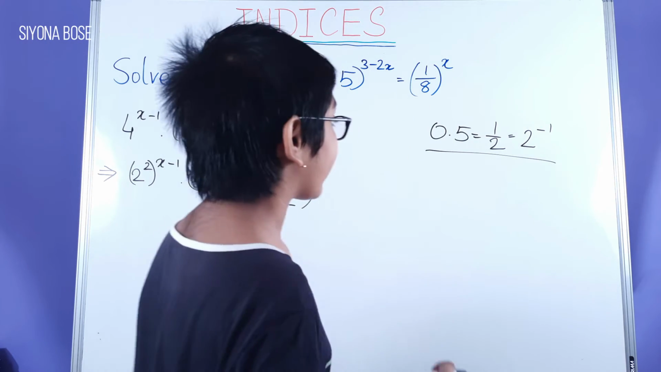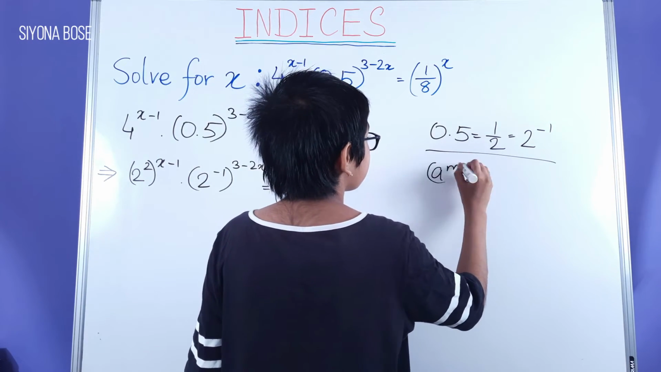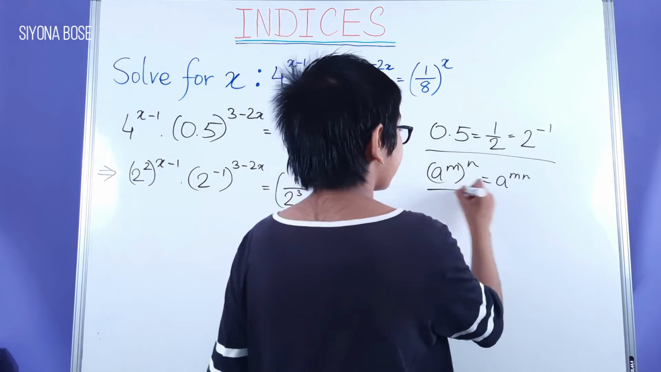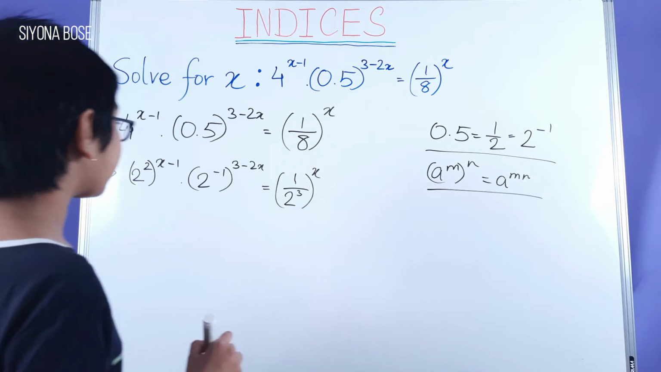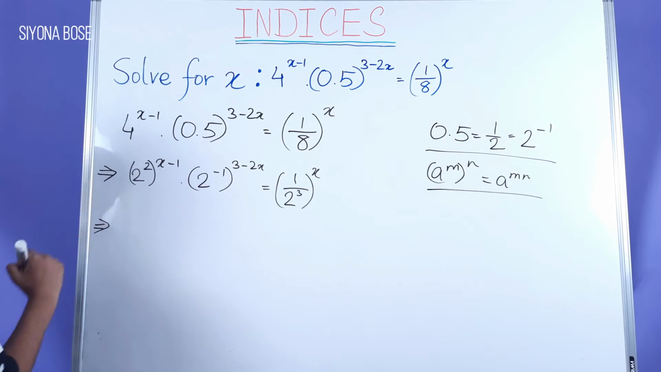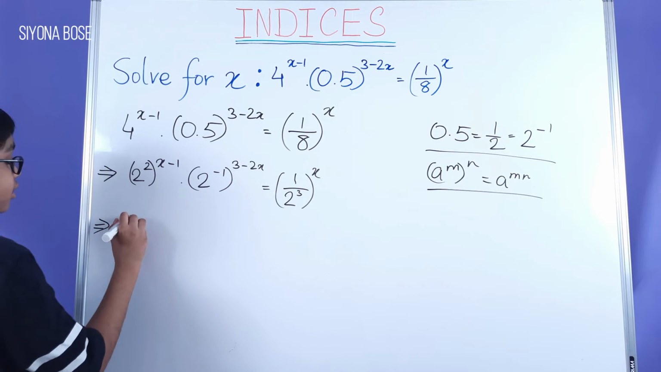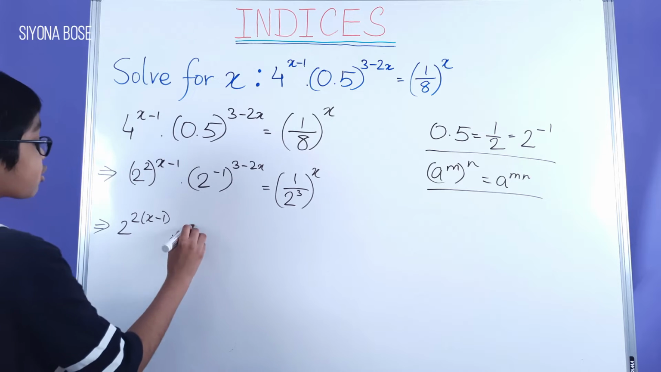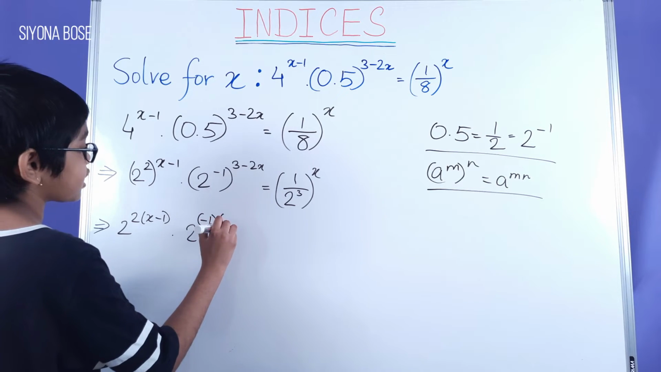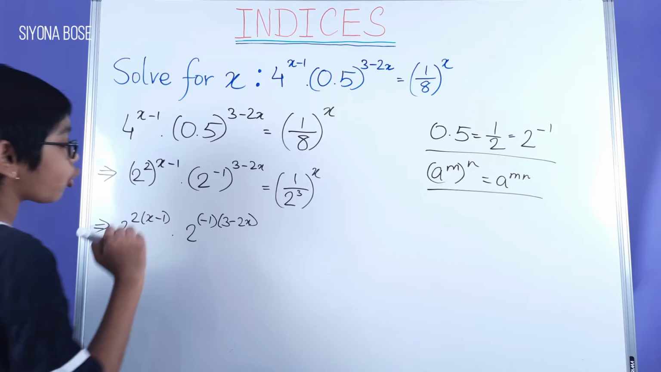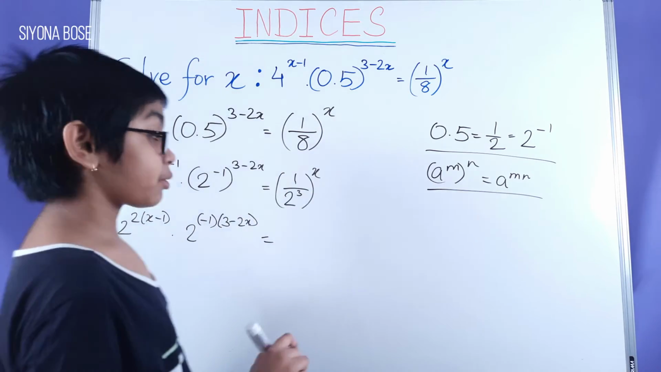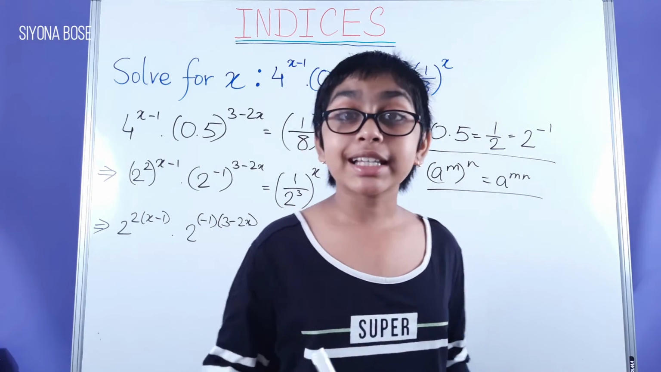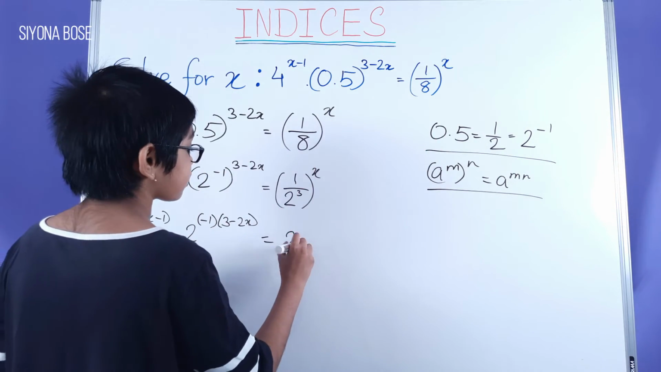And we know that if it's (a^m)^n, it's equal to a^(mn). We know this very well. Then using this identity, we get 2^(2(x-1)), and over here we have 2^(-1(3-2x)) equal to, now 1/2 cubed can be written as (2^(-3))^x.